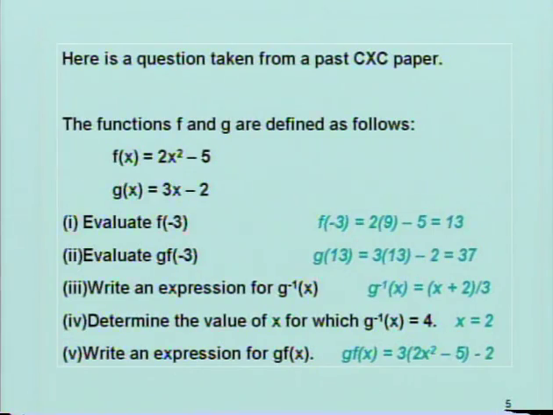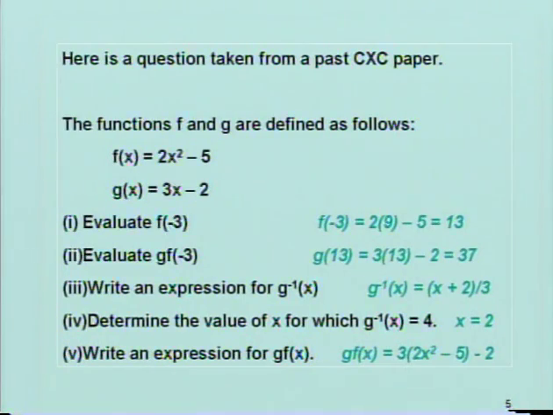The fourth part of the question asks us to determine the value of x for which g inverse of x is equal to 4. g inverse of x is equal to 4 would say what we must substitute in the inverse function to get 4. Let's see. The inverse of g is x plus 2 divided by 3.